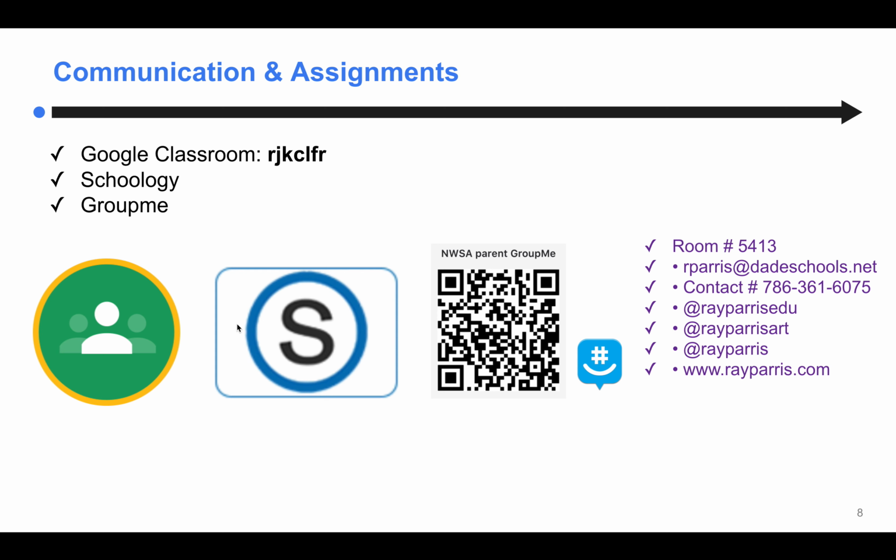Communication and assignments. These are the means that you can communicate. Most of the students in the class have access to the Google Classroom. This is the code that we use for the class. Schoology is another way of communication for assignments. GroupMe, this code right here is for parents. So if you need to contact me, you can join by scanning the GroupMe, and you can get direct communication, real quick feedback through text using the GroupMe. And on the side, these are my room number, my email, my contact number, social media handle, and my website.